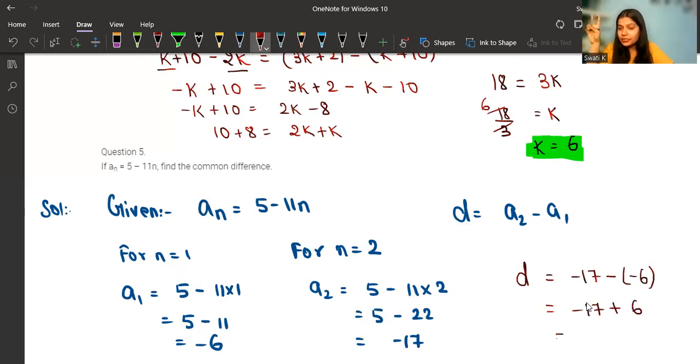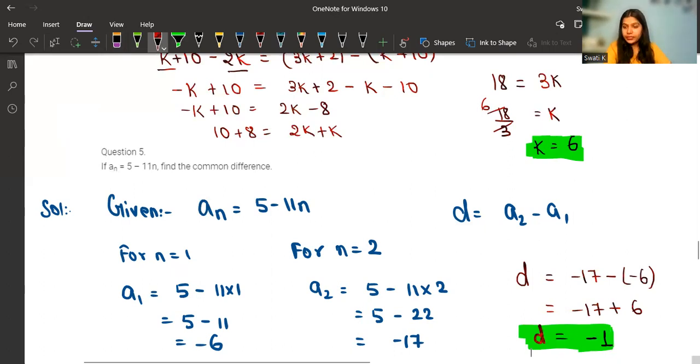Now, when we have two different signs, what do we do? We subtract. So you are going to subtract 17 minus 6, which is 11. Now, how do you decide the sign? We decide the sign by using a very simple rule: you just have to check which is the bigger number. 17 is a bigger number. What is the sign before the bigger number? Minus. So that is why it is minus 11. That's it. That's all. We have the answer D equals minus 11. We wanted to find the common difference only, and we got the answer.